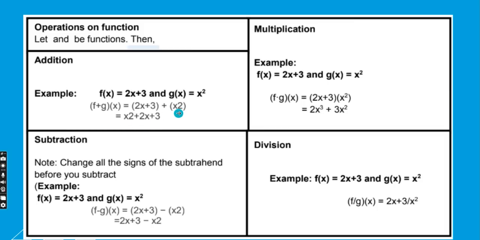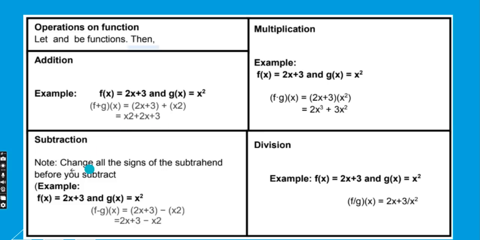Ang dapat na nauuna, yung term na may pinakamataas na exponent, and that is x squared, followed by the 2x, and last yung constant na 3. So, wala tayong masyadong pinag-add kasi walang similar terms. Yan, pag-add lang natin sila.